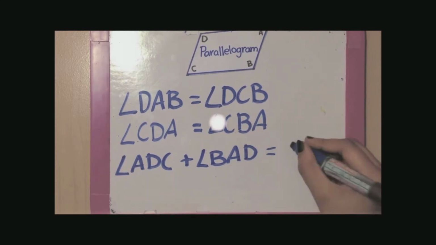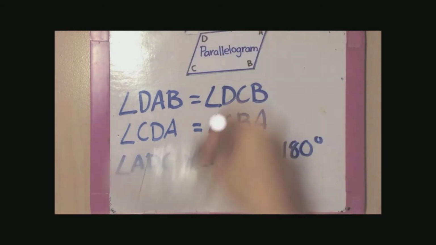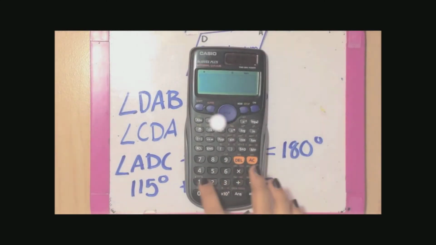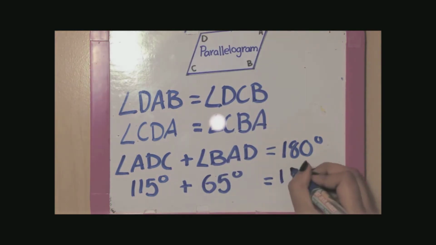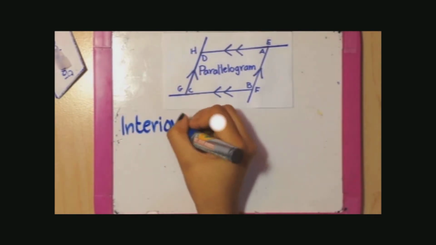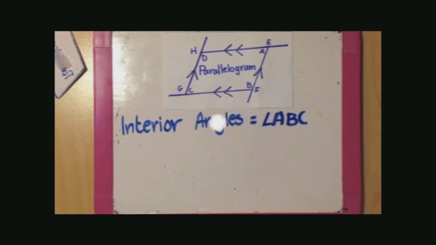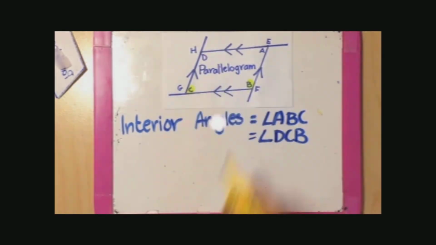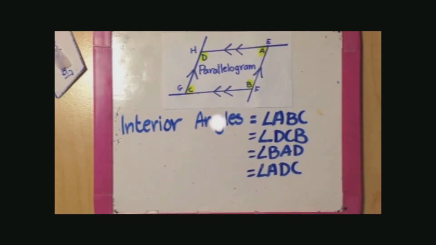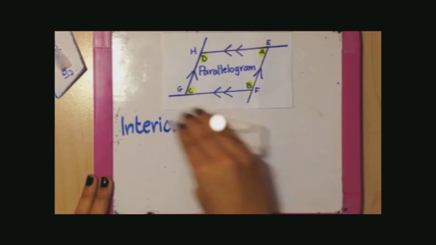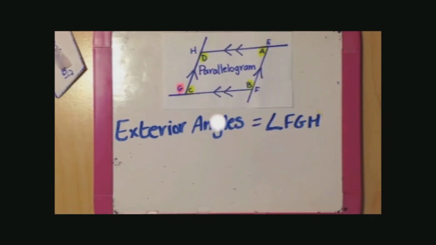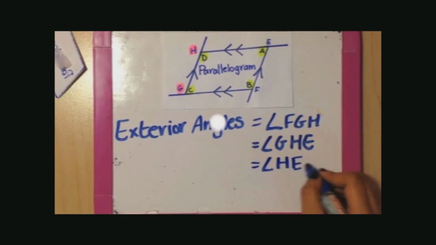And in order to prove that, we measure each of the angles, and ADC is 118 degrees and the other one is 65 degrees. After adding them up, we know that they equal 180 degrees. Here is the same parallelogram as before. The interior angles of this quadrilateral are ABC, DCB, BAD, and ADC. The interior angles within this quadrilateral are the angles that form inside the shape. The exterior angles are FGH, GHE, HEF, and EFG. The middle letter of the angle is where it starts.